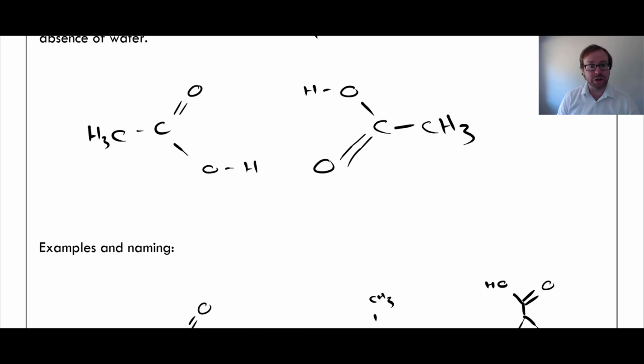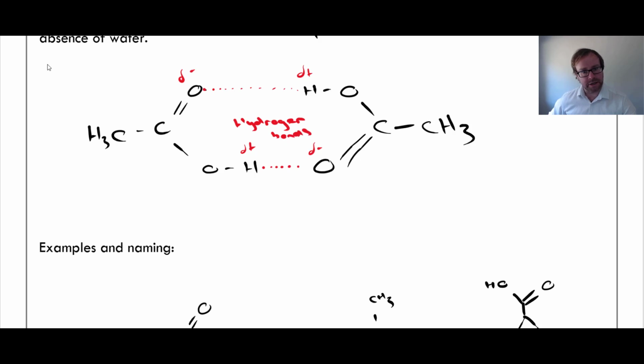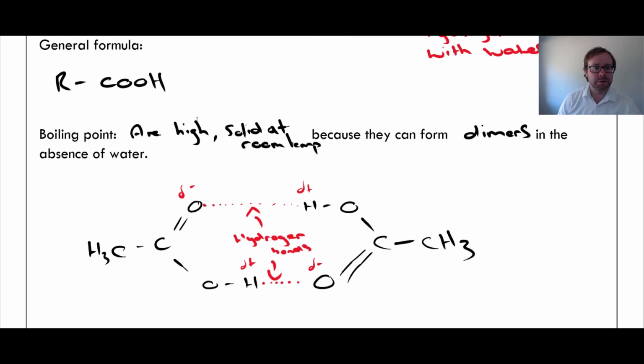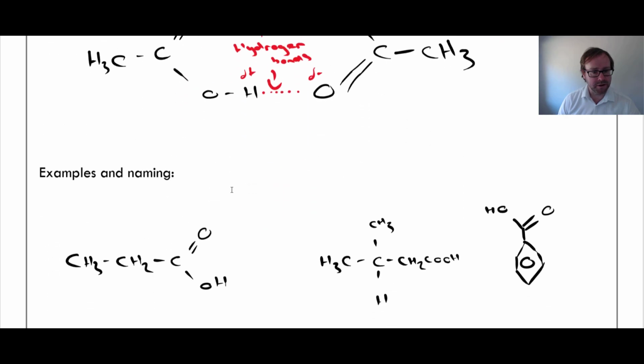Okay, so where the bonding might happen. As you've probably guessed, we're going to have some type of bond between the oxygen on this carboxylic acid, C double bond O, and the hydrogen atom on this carboxylic acid. And unsurprisingly, these are hydrogen bonds. Now we know hydrogen bonds are strong intermolecular forces, hence why they have quite high melting points and they're solids at room temperature. Okay, moving on.